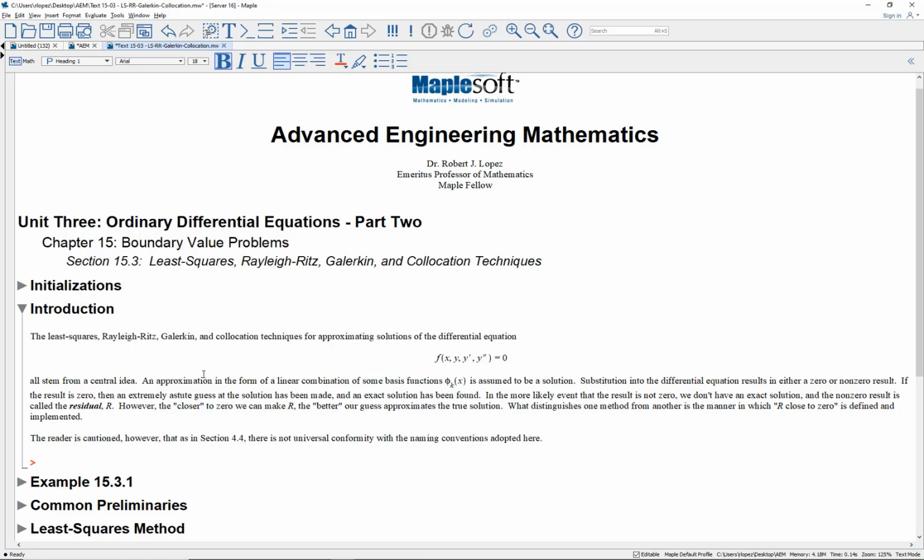So we have 4 techniques for approximating the solution to this boundary value problem. What we're going to do is put the approximation into the differential equation. You get a residual. If that residual turned out to be 0, then you guessed correctly. If it's not 0, then you want to make it be as close to 0 as you can, and the different ways in which you can make it close to 0 gives rise to these different solution techniques.